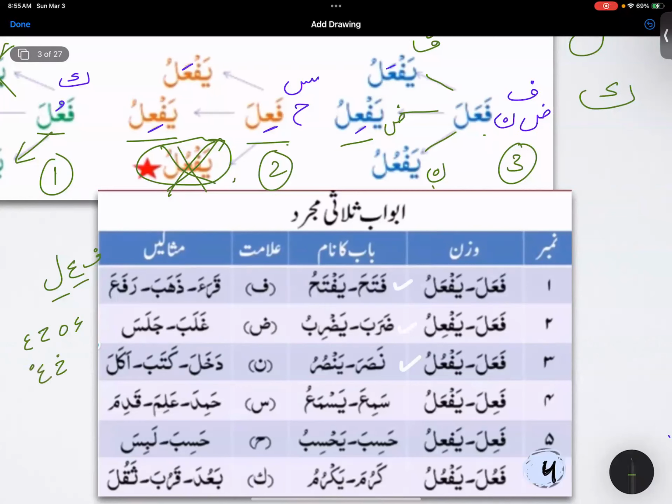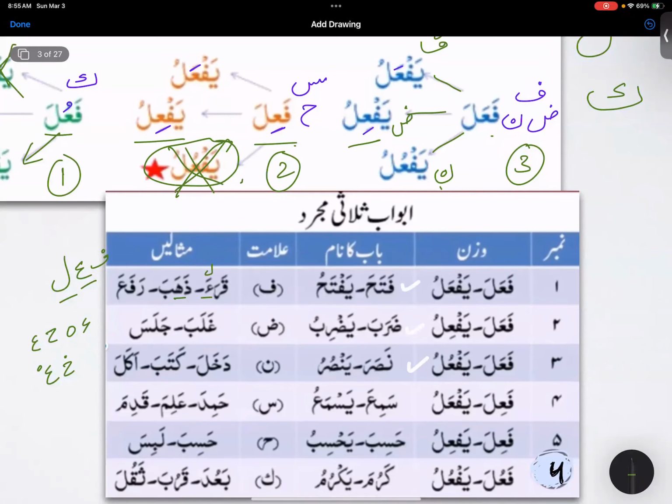If we look over here, hamza is our lam kalima. Then we have dhahaba, which is our ain kalima. And then we have rafa'a, which is the example of lam kalima over here, which is huruf halqiya. So if we see ain and lam kalima from huruf halqiya, then most probably this is bab fataha yaftahu.